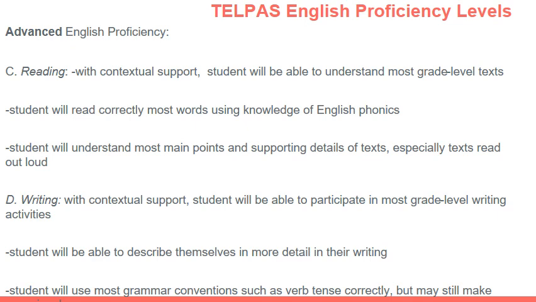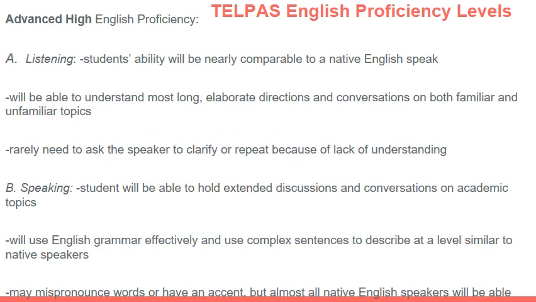A student with advanced English language proficiency in their writing will still benefit from contextual support, but they'll be able to participate in most grade level writing activities. They'll be able to describe in more detail their points of view or their position, and they'll be able to use most grammar conventions with increased accuracy. However, they still will probably make some mistakes in terms of verb tenses or more complicated grammatical errors.